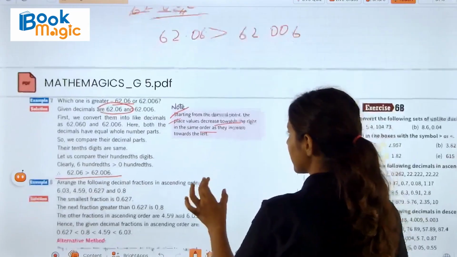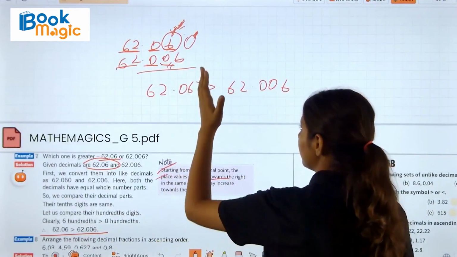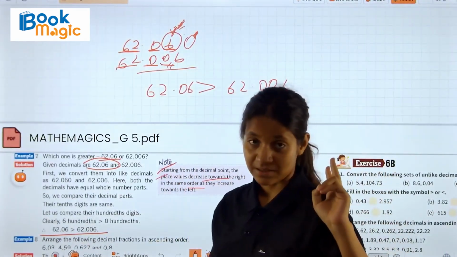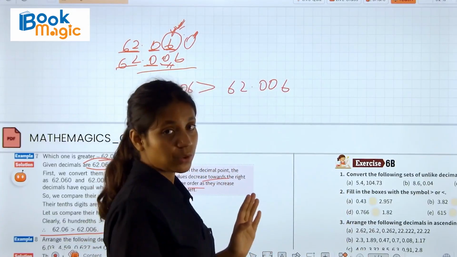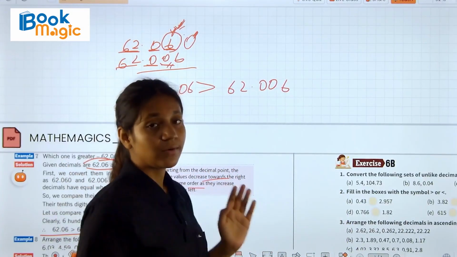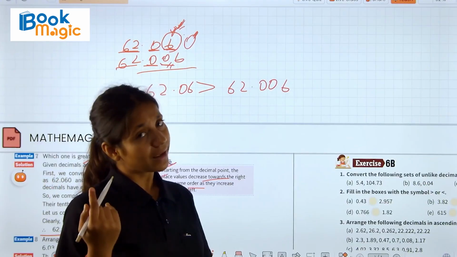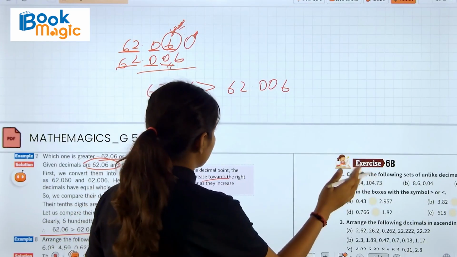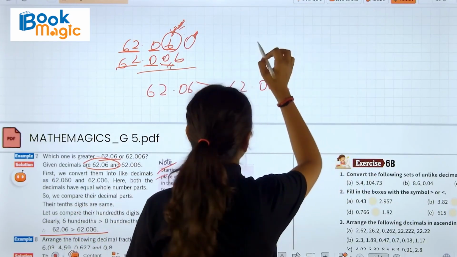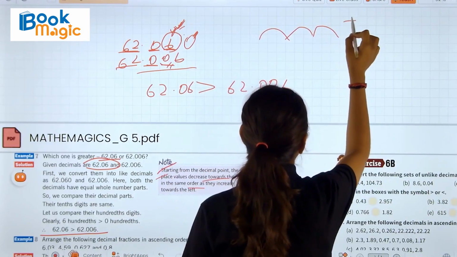Make sure to know that we have two concepts. That is, if we are moving towards the left, the value is increasing. They are getting multiplied. And if we are moving towards the right, the values are decreasing.